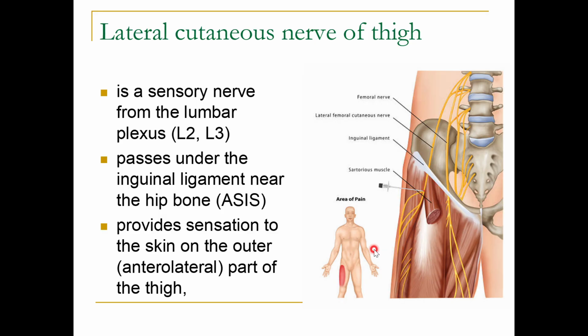We have just seen that the femoral nerve supplies the medial and intermediate area of the thigh, but the anterolateral aspect of the thigh is supplied by the lateral cutaneous nerve of the thigh, which is a direct branch from the lumbar plexus, L2 and L3. So if this nerve gets compressed here, it leads to a condition called meralgia paresthetica.